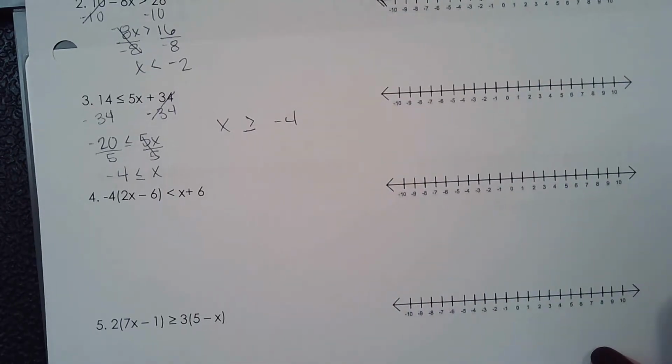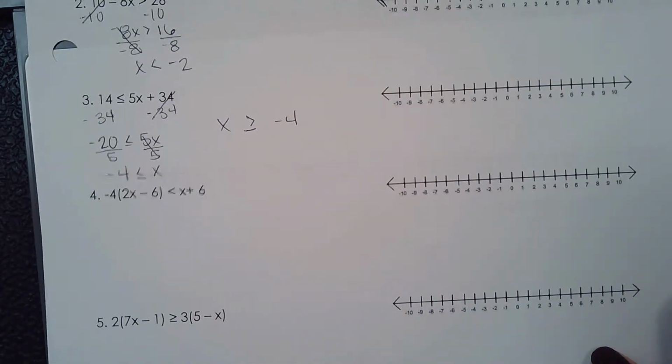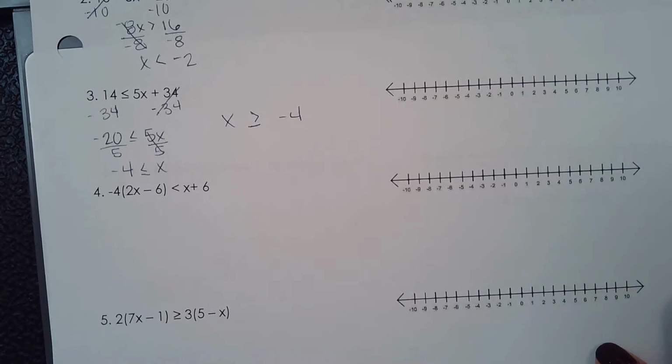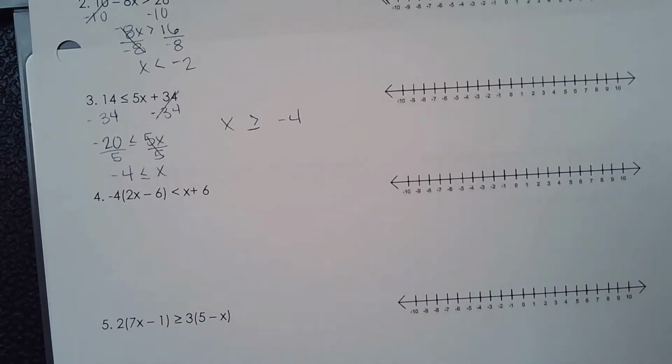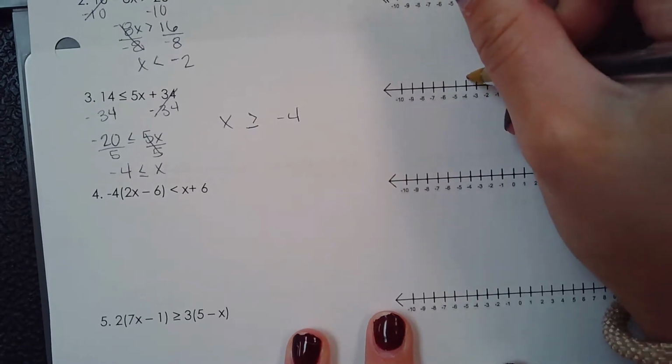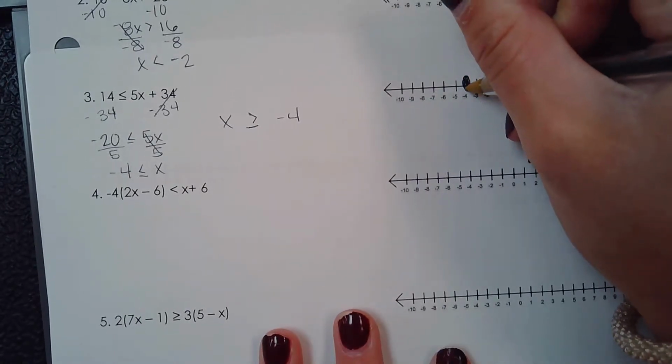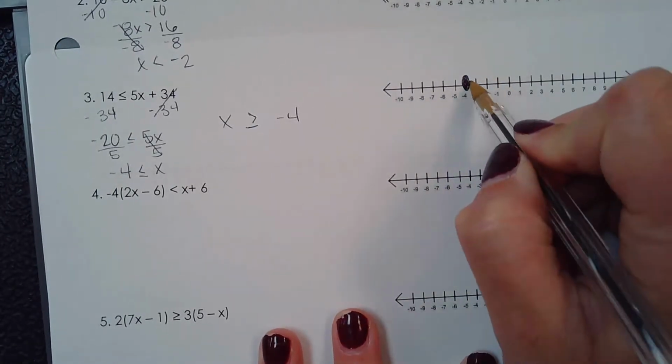Any questions there? All right, so we want to go and graph this now. So at negative 4, can we have an open circle or a closed circle? Closed. Closed circle, so negative 4, closed circle. And do we shade left or right? To the right.